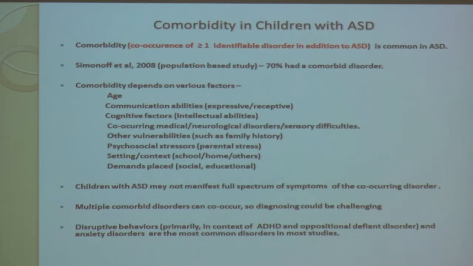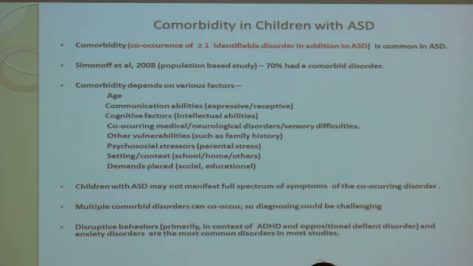Comorbidity in autism spectrum disorders depends on various factors. For example, the age of the child. A lot depends upon the age at which the child is being diagnosed and seen. We also see a pattern of emergence of new symptoms at different developmental ages. So a child who's 5 years old may have a very different presentation than a child who's 10 and a child who's 15. So we have to have that developmental framework in our mind when we are evaluating children who may have comorbid conditions.